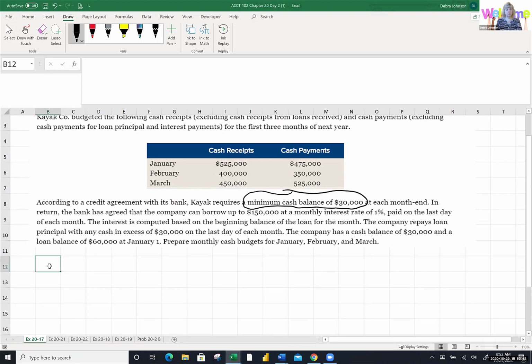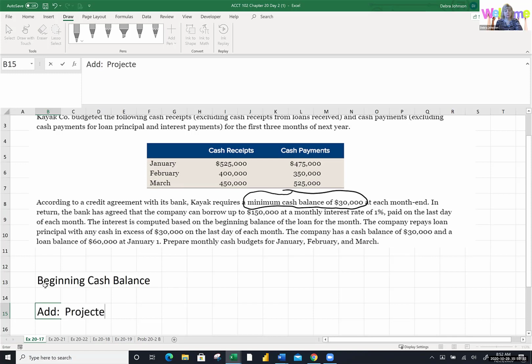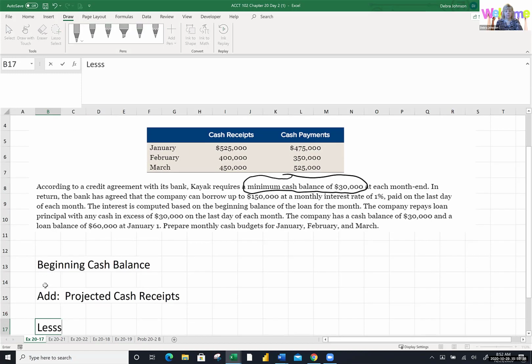I'm going to chicken scratch this out. I'm going to leave myself a line to write in the months, so I'm going to leave one line blank. Then I'm going to start off with my beginning cash balance. Just like we would do in our own personal accounts, we would add in what I'm going to call projected cash receipts, and we would take out our projected cash payments.